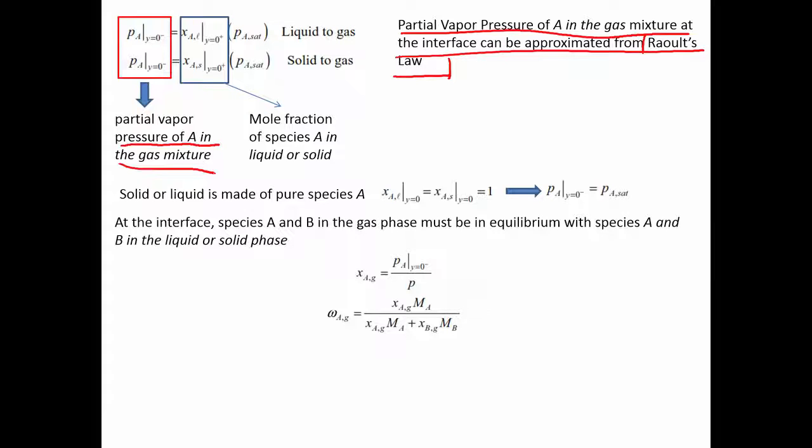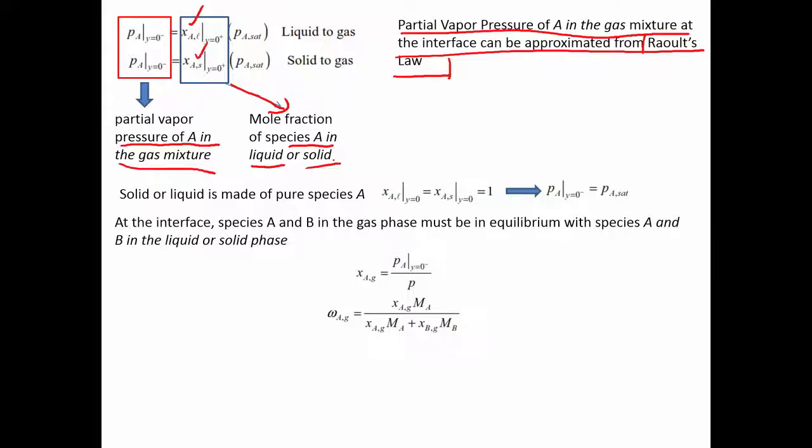That is why you have written that minus, right. It is just on the other side of the interface, got it. And this XAL and XAS, whatever you call it, is basically the mole fraction of species A in the liquid, or it can be the solid depending on which way you are looking at.